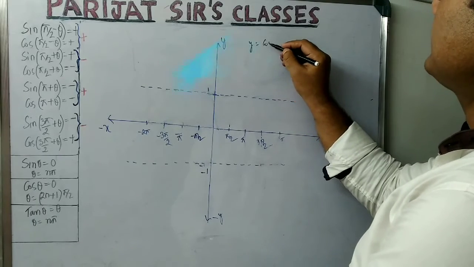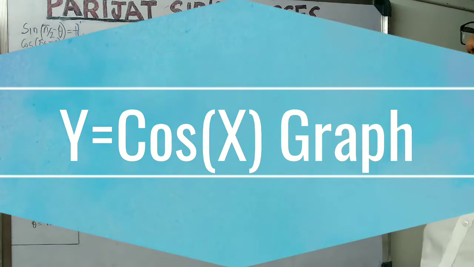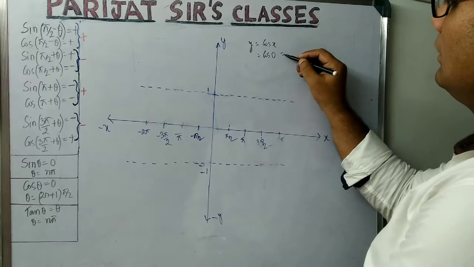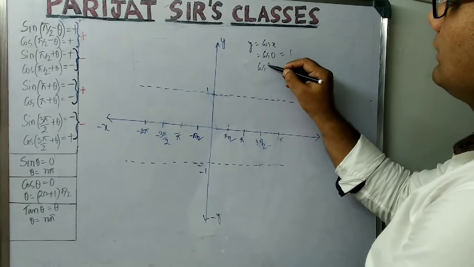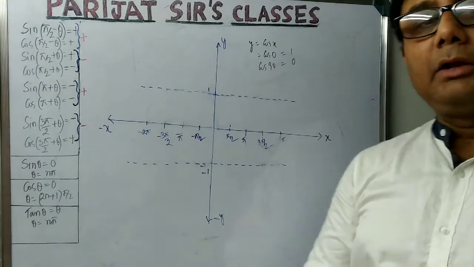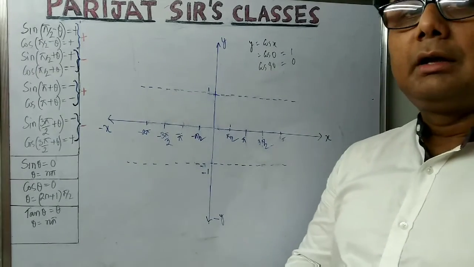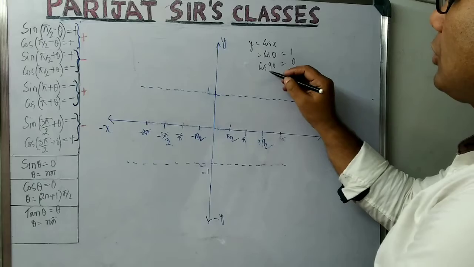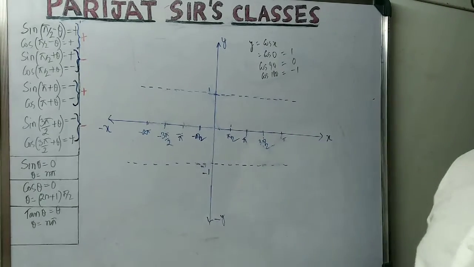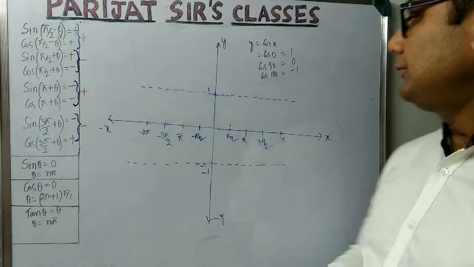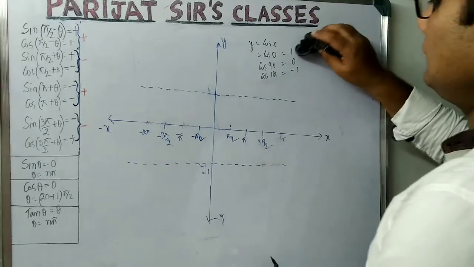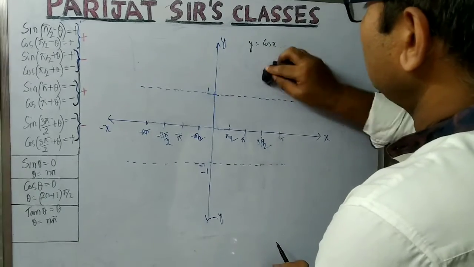If I write down y is equal to cos x, see, cos 0 is 1 and cos 90 degree is 0. So the maximum value of cos is 1, and if it is cos 180 degree, it is minus 1. So we can see that the value of the cos again lies from 1 to minus 1.